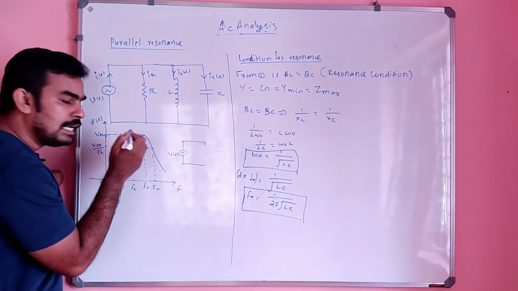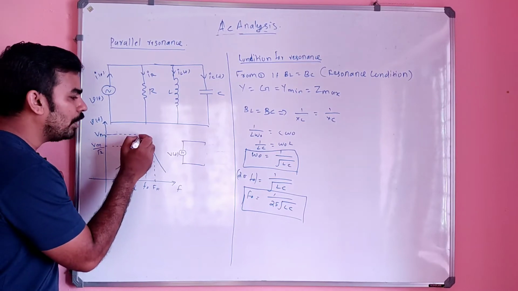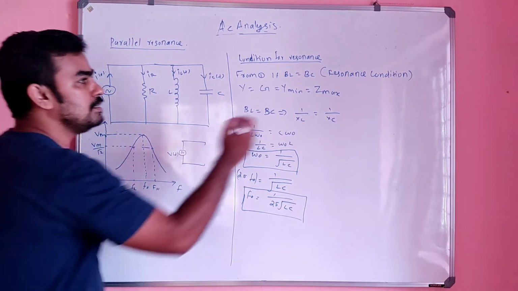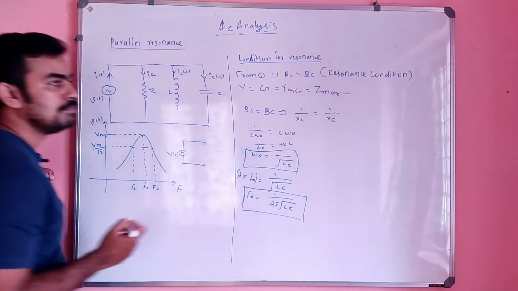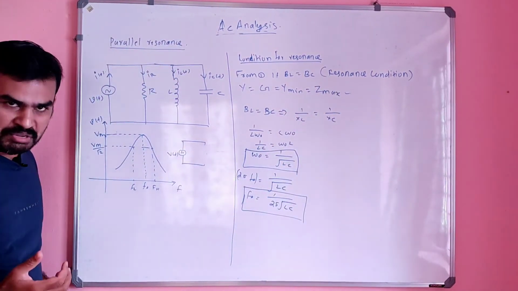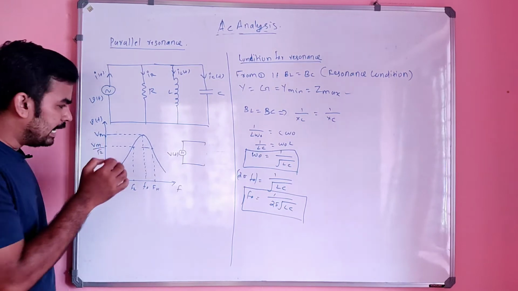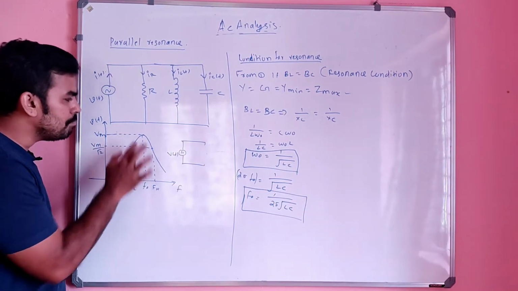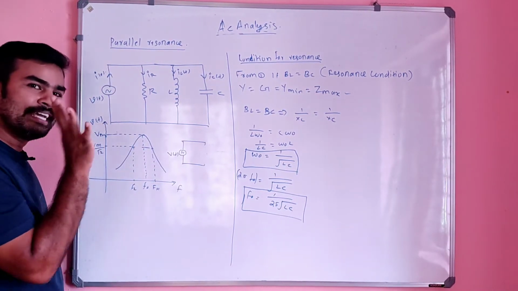So now in the parallel resonant circuit, this point offers maximum impedance. We already know this. This is the maximum impedance point, or Y is equal to minimum. So we can say that at this point there will be maximum voltage, that is nothing but Vm.